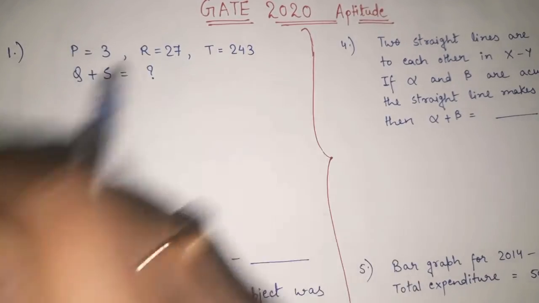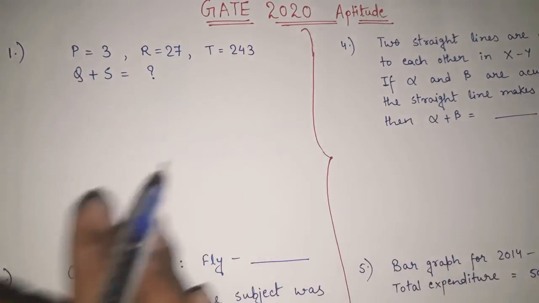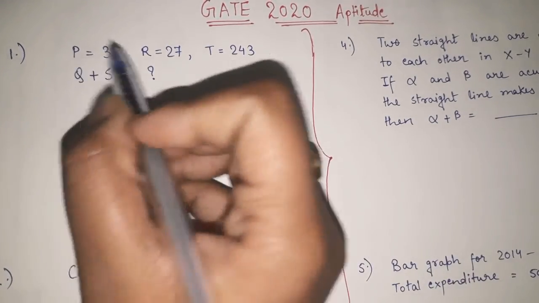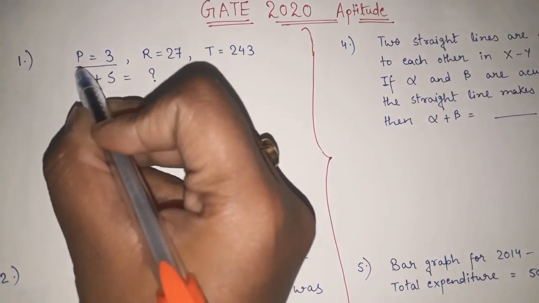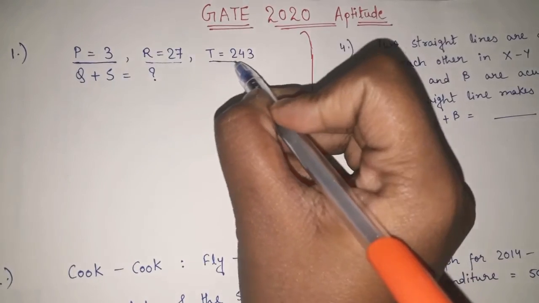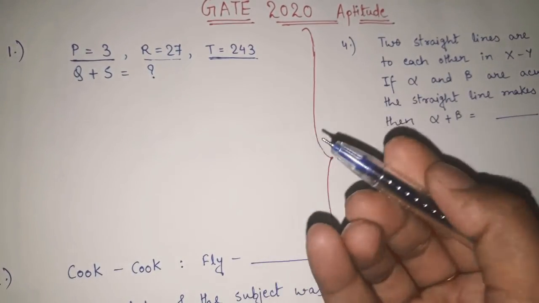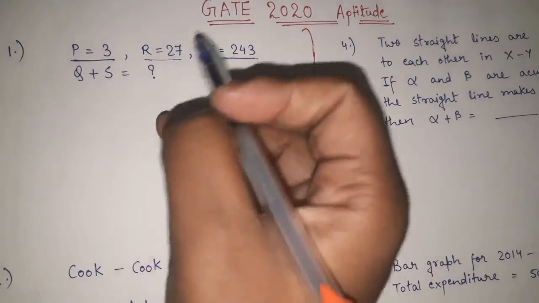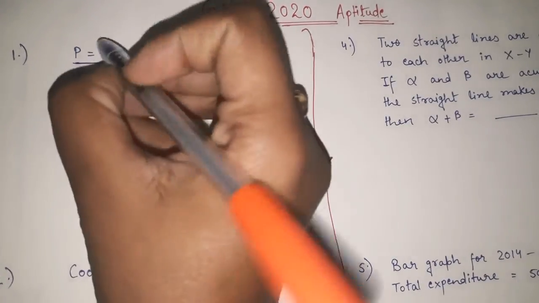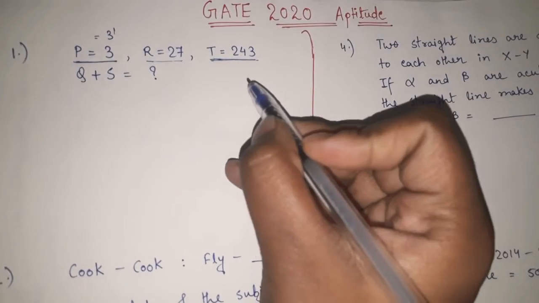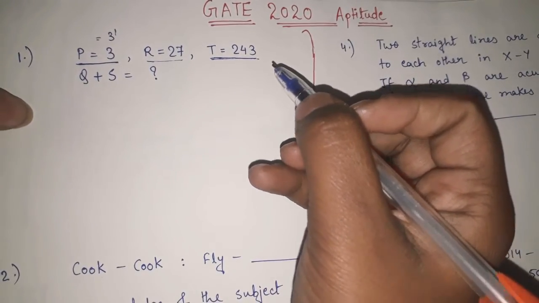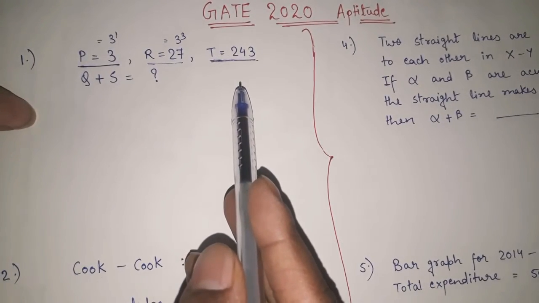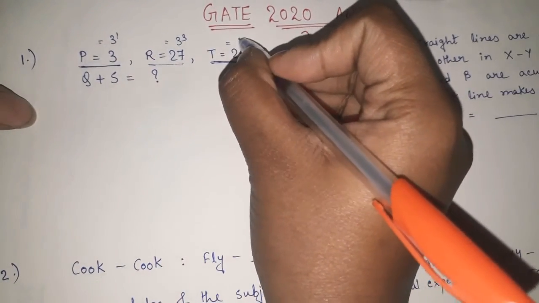So see, there is no rocket science in this. There was no logic, no formula, I would say. If you observe it closely, the value of P given is 3, the value of R is 27, the value of T is 243. It is actually a question of series. They have not mentioned it, but it is actually a question of series. It just needed your observation, nothing else. P equal to 3 is nothing but 3 raised to 1. R equal to 27 is 3 raised to 3. The value of T they have given is 243, and 243 is 3 raised to 5.